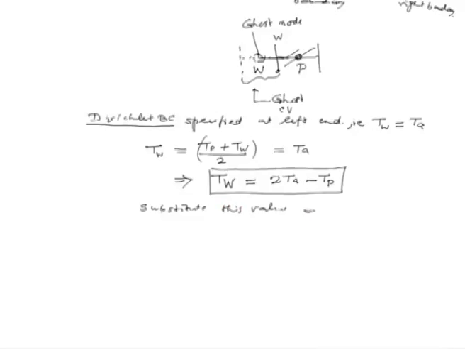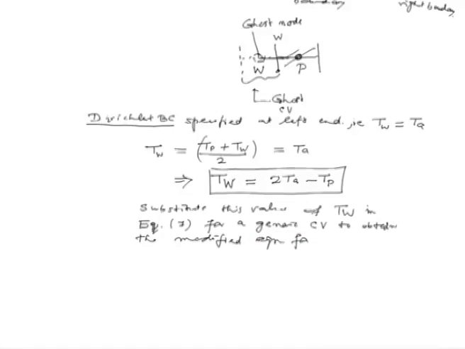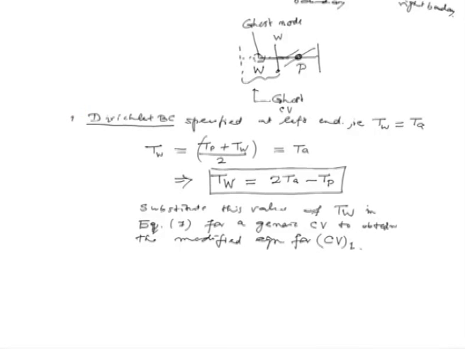Substitute this value of T capital W in equation 7, which we have derived for an interior node, or rather we have derived for a generic CV, to obtain the modified equation for control volume 1. We can adopt exactly the same process for the rightmost CV if the temperature were specified. So, this was the first case.